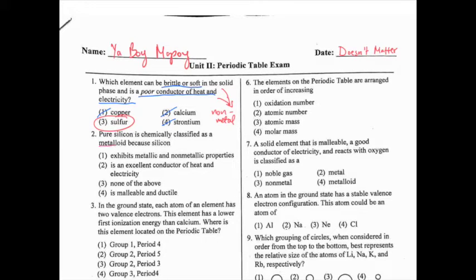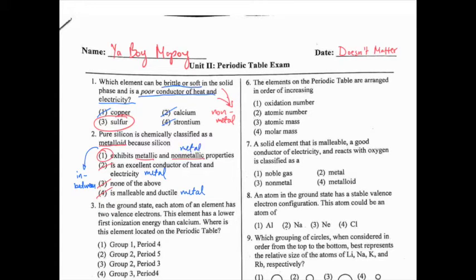Number 2. Pure silicon is chemically classified as a metalloid because silicon does what? Okay, it's a metalloid, so that means it has both metallic and non-metallic properties. Metalloids are also known as semi-metals, so they're that in-between phase between metals and non-metals.